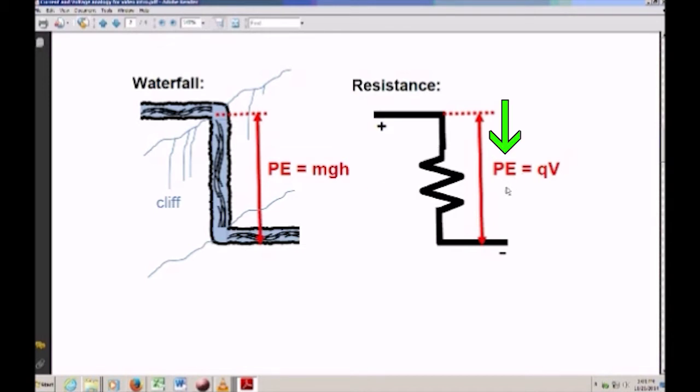So the electric potential energy is just going to be QV, where Q is the charge on an individual electron, and V is the voltage. So voltage is proportional to potential energy in the same way that the height of the cliff was proportional to the potential energy. So you can think of voltage as being a measure of how much potential energy this circuit has.